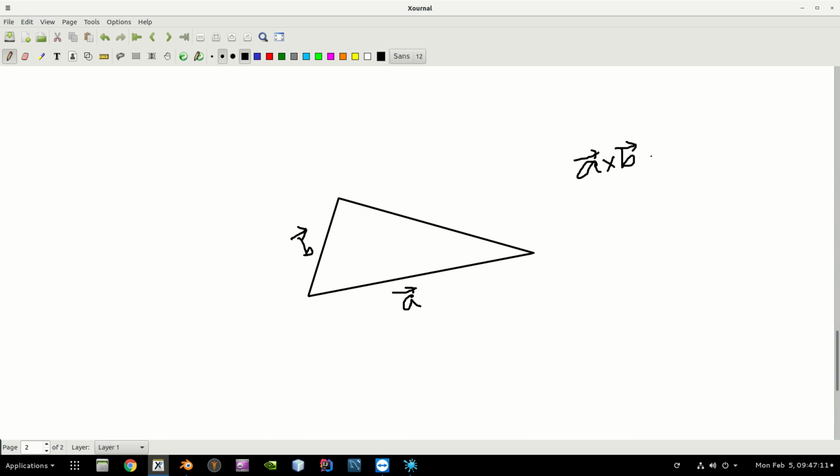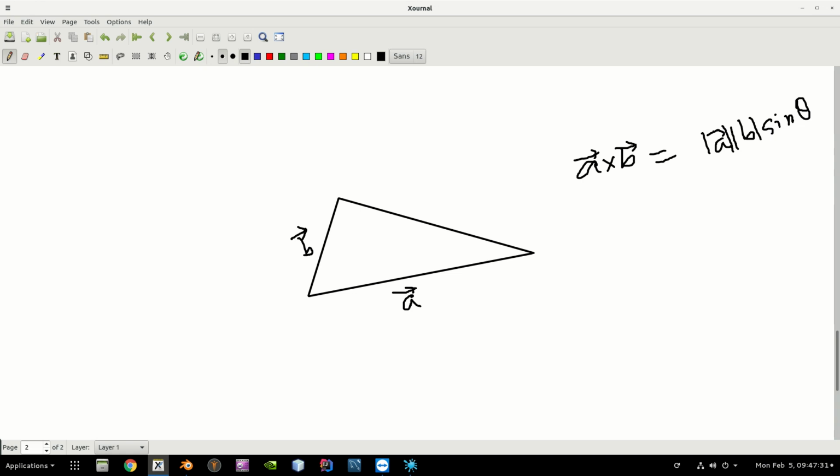Okay, so you're saying that A cross B is equal to AB sine theta. First of all, we can't even do this, right? AB sine theta, we can't even calculate this. What you probably meant is this thing.